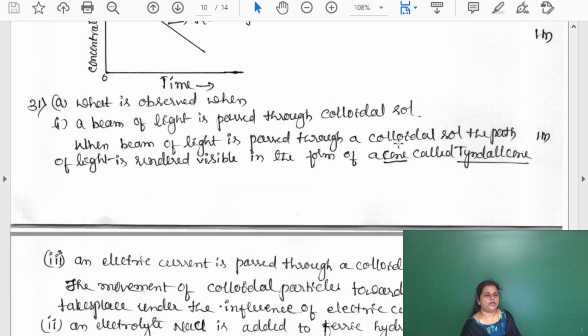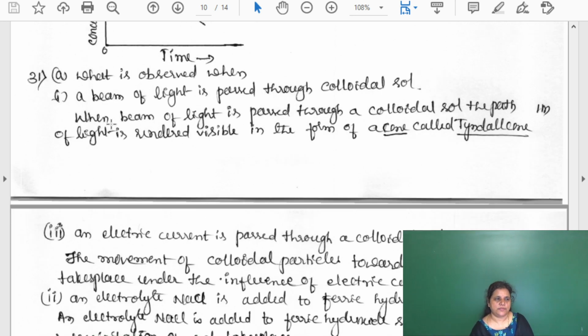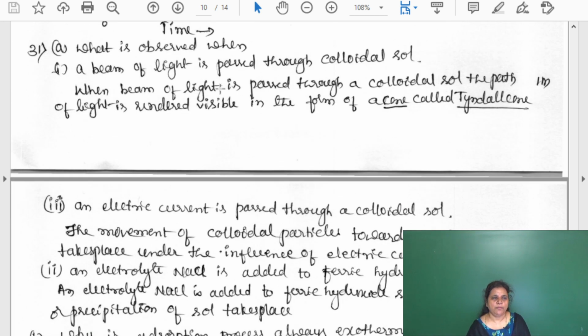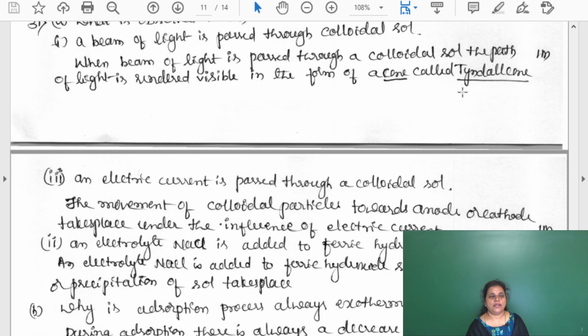Now move on to the question number 31. What is observed when a beam of light is passed through colloidal solution? When a beam of light is passed through a colloidal solution, the path of light is rendered visible in the form of a cone, and that is called Tyndall cone. Tyndall cone is observed, that also you can write, but you need to write this explanation. That carries 1 mark. So if you write, this cone is nothing but Tyndall cone.